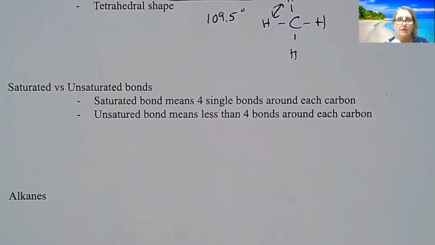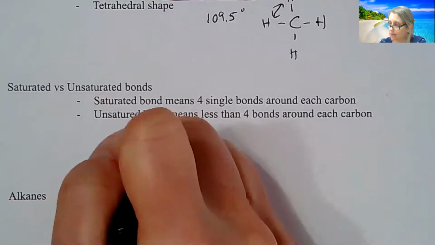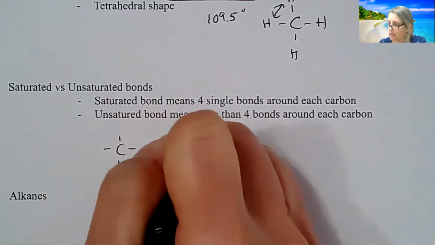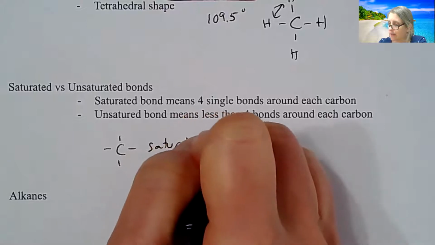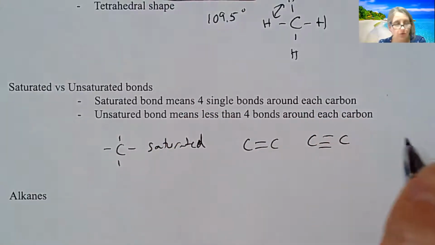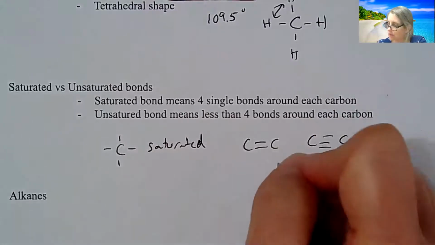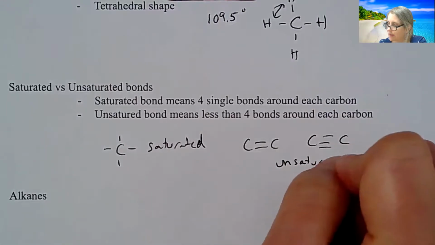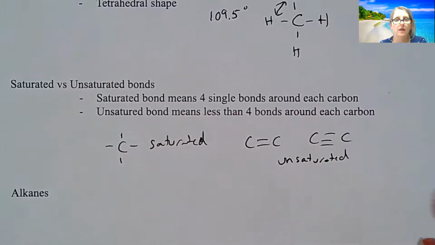So we have what we call saturated and unsaturated bonds. Saturated means you have 4 single bonds around each carbon, and unsaturated means you have less than 4 bonds. So if I have a saturated bond with carbon, this is what it would look like. If it is unsaturated, this is where you could get what we call a double bond or a triple bond. So this is going to be your category of unsaturated carbons.